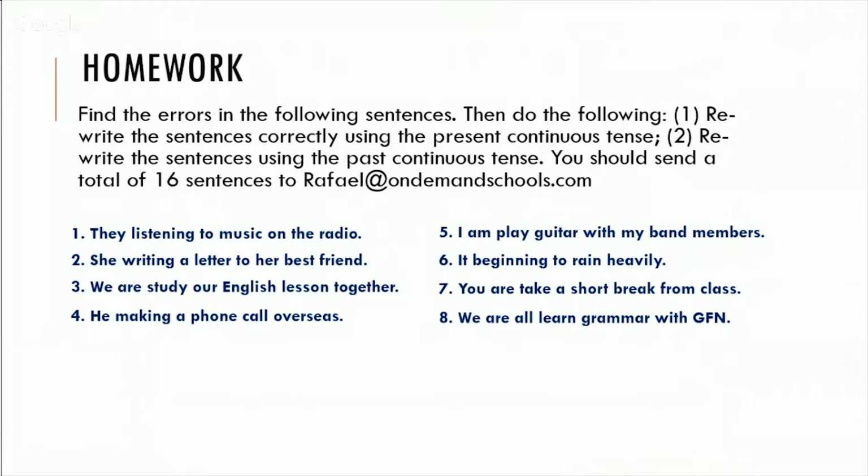So you're going to do 16 sentences for me. First, fix them, give it to me in the present continuous, then give it to me in the past. Does everybody understand? If you have any questions about the homework, please let me know. I want to make sure you understand it before you spend time working on it. So find the mistake, write it in the present continuous tense, then write it in the past continuous tense. Then send it to me as homework, and I'm going to respond with a document that has all the correct answers so that you can check your work. I'm going to have you guys check your work, okay, to make sure that you have the right answers.